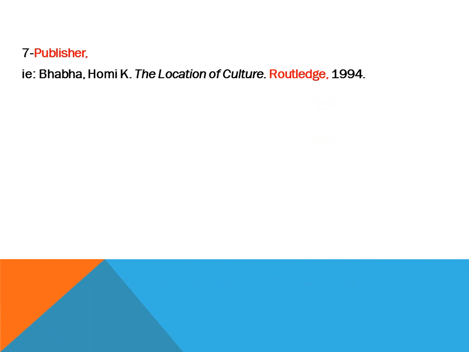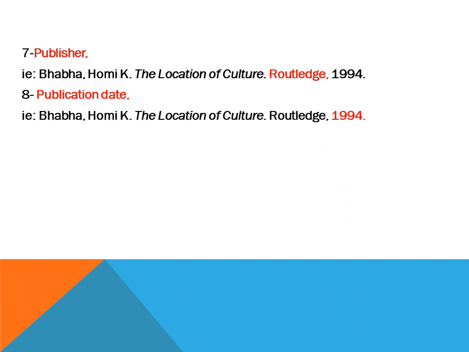7. Publisher, or the publisher who produces or distributes the source to the public. In our case, or in this example of Homi Bhabha's book, The Location of Culture, the publisher is Routledge. 8. Publication date, which means the year of production. And in the case of our example, we see that we put the publication date at the end if it is a book.